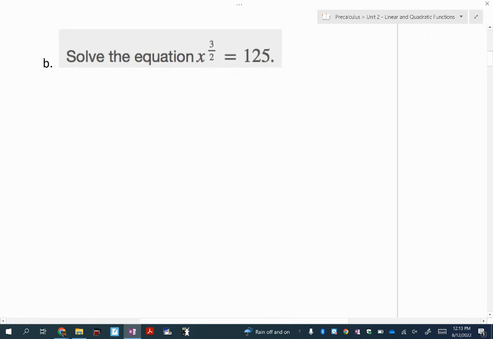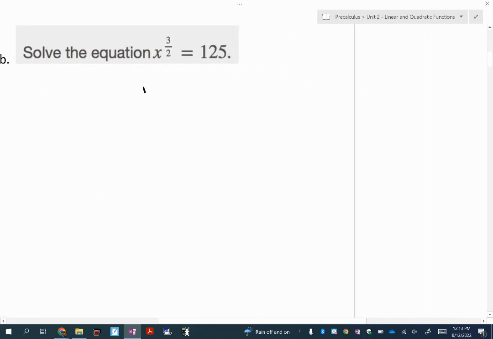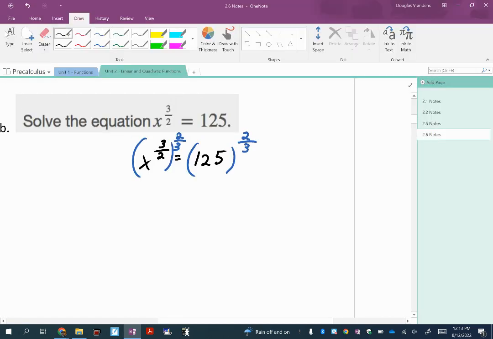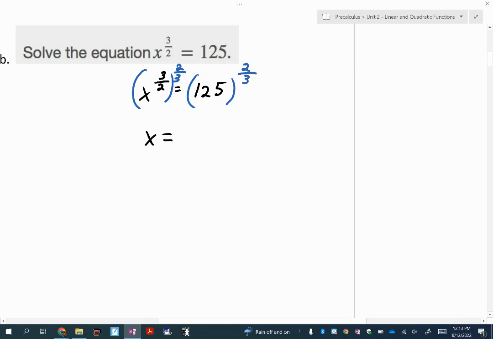Let's try using that understanding to help us with letter B. So I see x to the 3/2 power equals 125. Now I want this to be x to the first power. So I'm going to take both sides and raise them to the reciprocal power, so to the 2/3 power. Because you learned in 9th grade or probably 8th grade or 10th grade that when you have powers raised to another power, you multiply. And multiplying by reciprocals gives you 1. So on the left side this just becomes x to the first power.